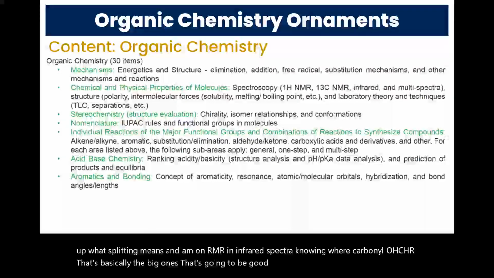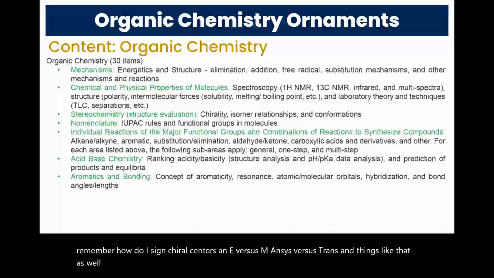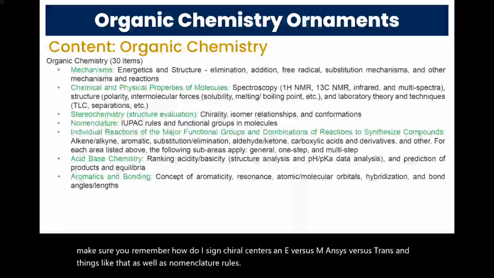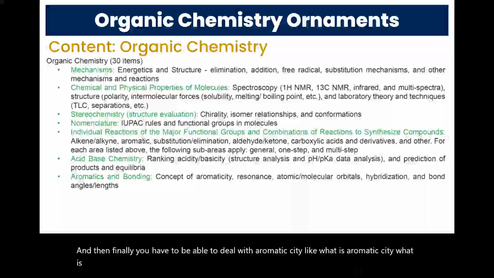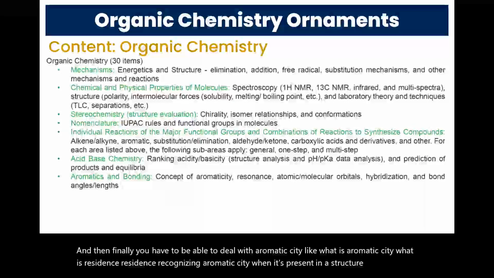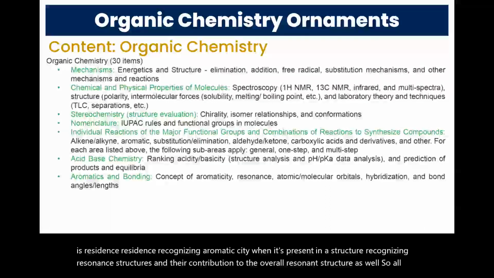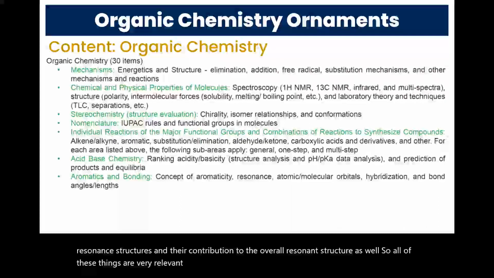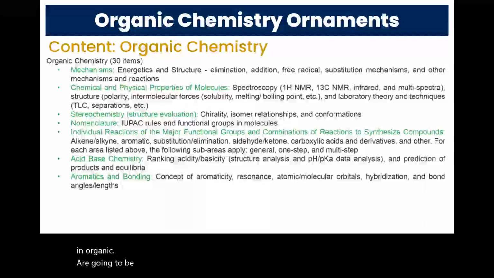You also need to make sure you remember how to assign chiral centers and E versus Z and cis versus trans and things like that, as well as nomenclature rules. And then finally, you have to be able to deal with aromaticity. Like, what is aromaticity? What is resonance? Recognizing aromaticity when it's present in a structure, recognizing resonance structures and their contribution to the overall resonance structure as well. So all of these things are very relevant to the DAT OAT. So basically, all three of the classes that you took in organic are going to be there. So A, B, and C.